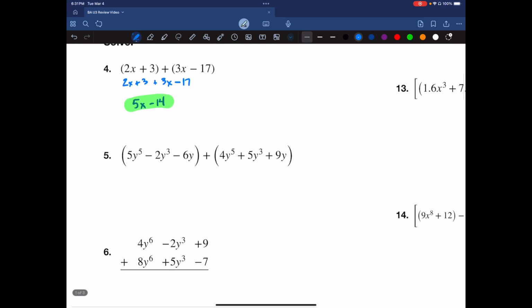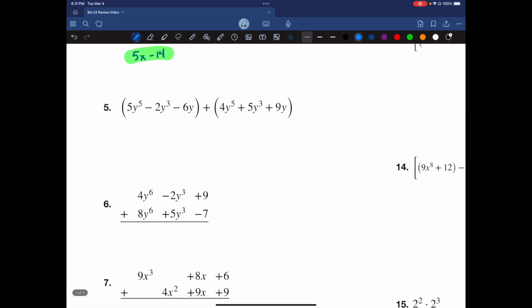All right. On number 5, it doesn't matter how many terms you have. If the separation of the polynomials is just a plus sign, then I drop the parentheses and get to work. Okay.